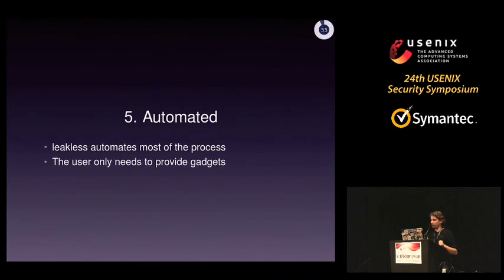And finally, last but not least, it's also automated. So if you're able to provide the gadget set that leakless needs, from 1 to 4, you can basically have the ROP chain automatically generated.